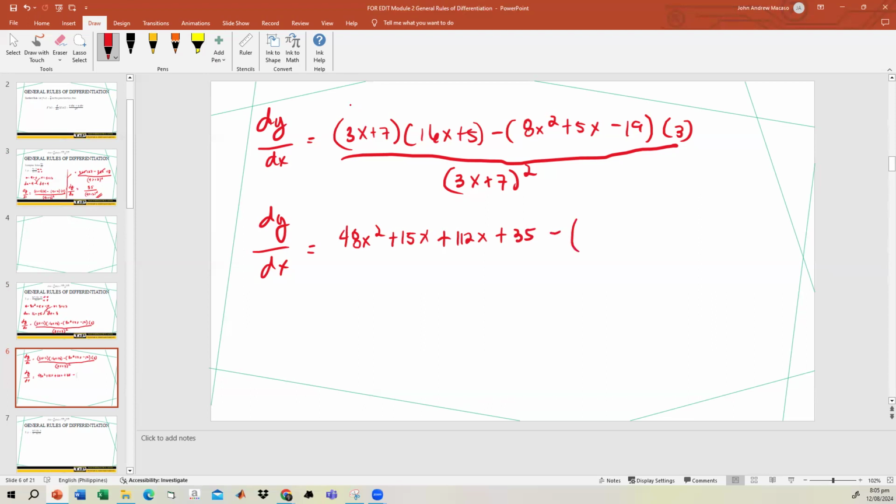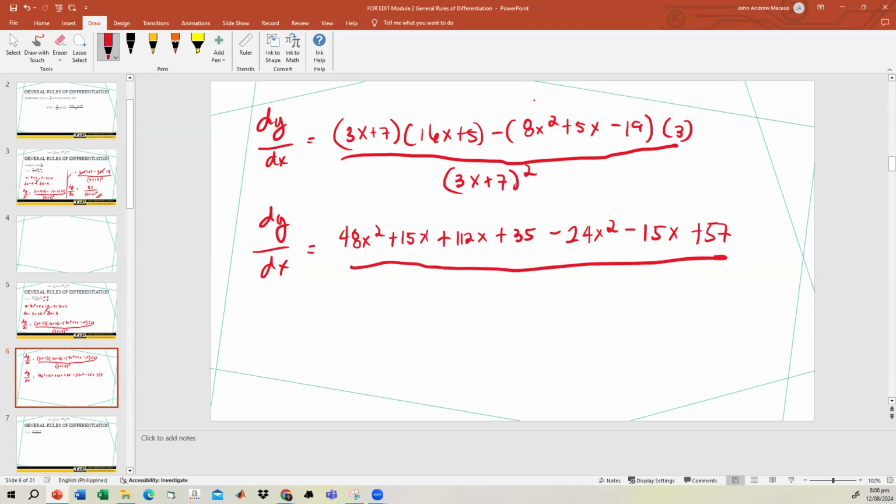Minus 8x squared times 3, that's 24x squared. But you need to multiply the negative, so this will become negative 24x squared. 5x times 3, that's 15x, but you need to multiply as well the negative, so this will become negative 15x. 3 times 19, that's negative 57, but you need to multiply the negative as well, so this will become positive 57.